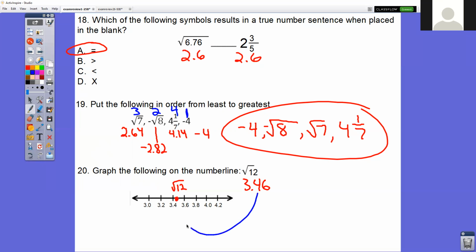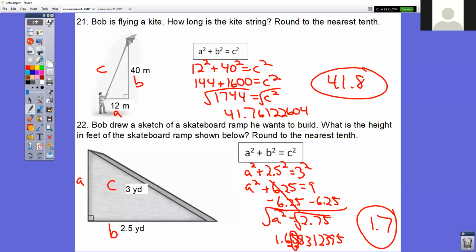In question number 20, change this into a decimal, you get 3.46. 3.46 is in between 3.4 and 3.6. 3.5 would be in the middle, so it's just to the left of the middle of 3.5, just after the 3.4.